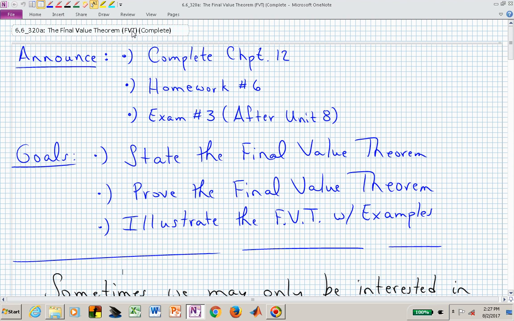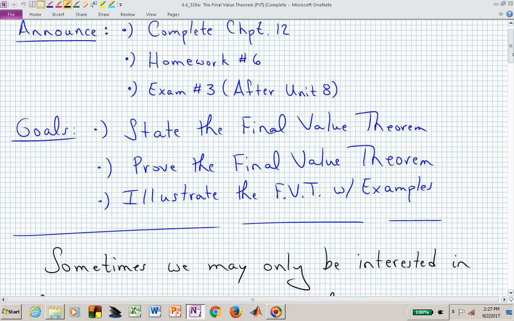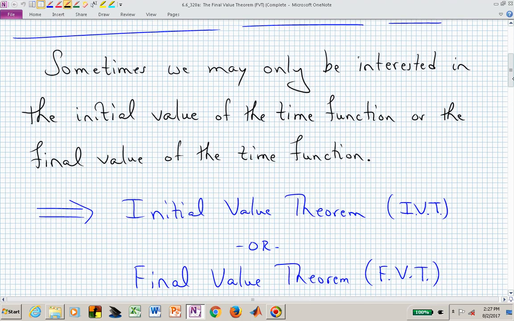In this video, we're going to be first stating the final value theorem. Then we will show why we can believe that expression that we use to perform the final value theorem, and we'll go ahead and illustrate the final value theorem with some examples.